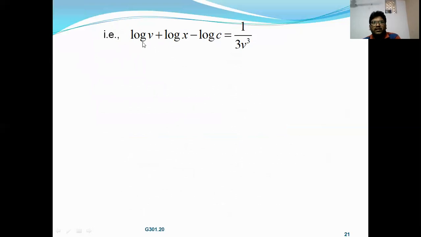So by properties of logarithms, log a plus log b is equal to log a into b, and log a minus log b is equal to log a by b. Using the two properties, this becomes log of v x by c is equal to 1 by 3v cube.